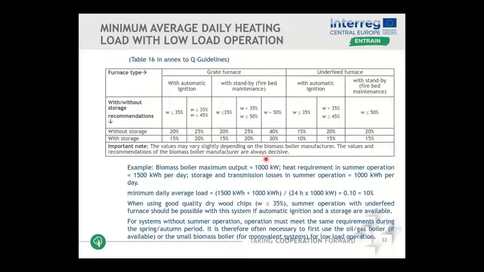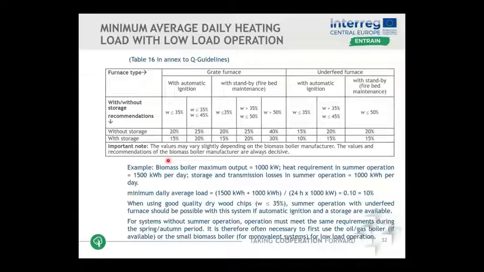Here, this is a very important table. You find it in the Q guidelines in the annex, so in the part at the end where you have all this important information compressed. This defines what QM says about load rate of biomass boilers.